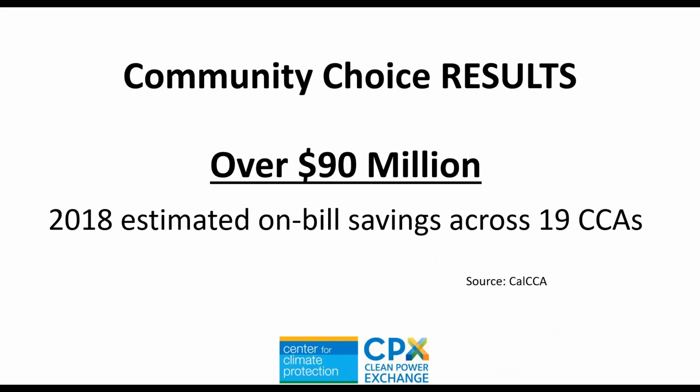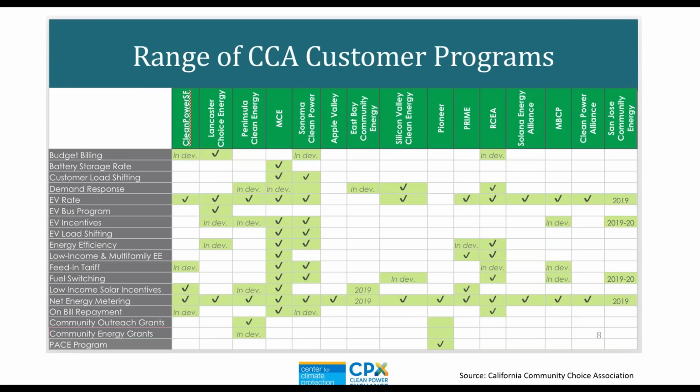So results, a couple of slides on results, and I think I'm getting close to the end here. So in 2018, the estimate is about $90 million in direct bill savings for customers in community choice. Next slide.